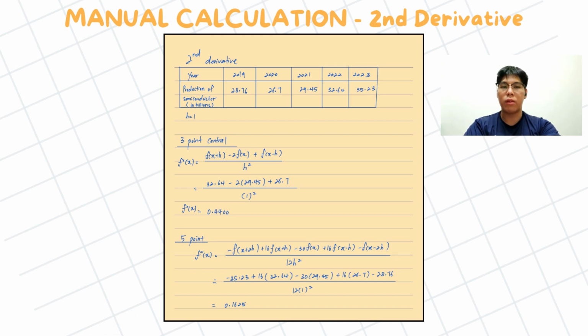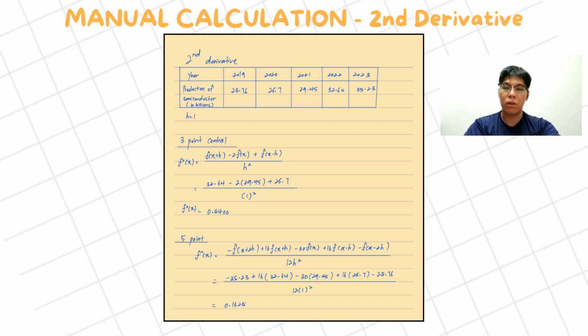The methods we need to calculate the second derivative are two: the first is 3-point center and the second is 5-point. For the 3-point center, we are using the equation f(x+h) minus 2f(x) plus f(x-h) over h squared. So we will substitute the values from the table into this equation, and we will get the 3-point center second derivative value, which is 0.4400.